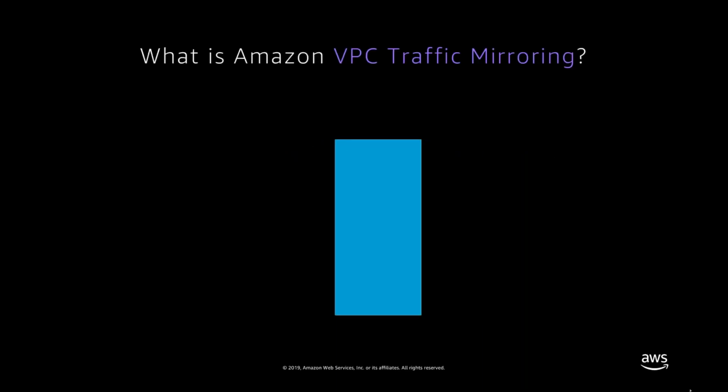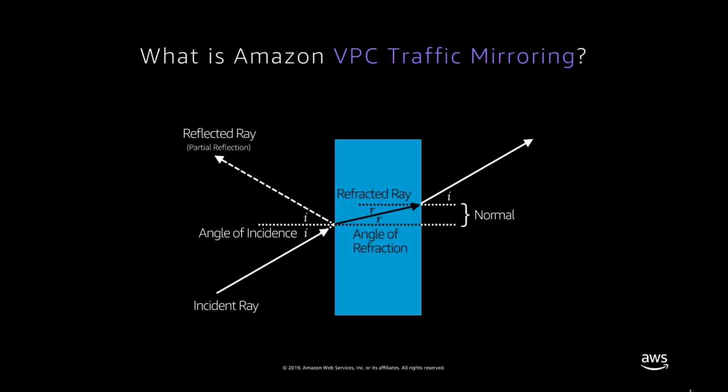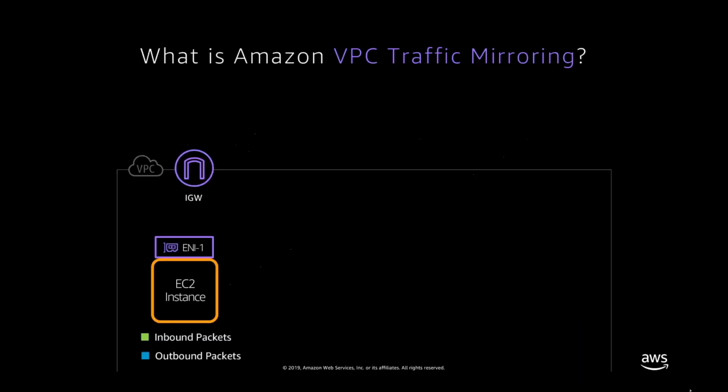So, how does traffic mirroring work? At a very high level, it works very similar to how light travels between two mediums. You have an incident ray, and then part of the incident ray is reflected, and part of that is refracted. Very similar to that, when you have packets traveling on a network interface, you can specify what part of the traffic can be mirrored so that you can send it to a monitoring appliance for analysis purposes.